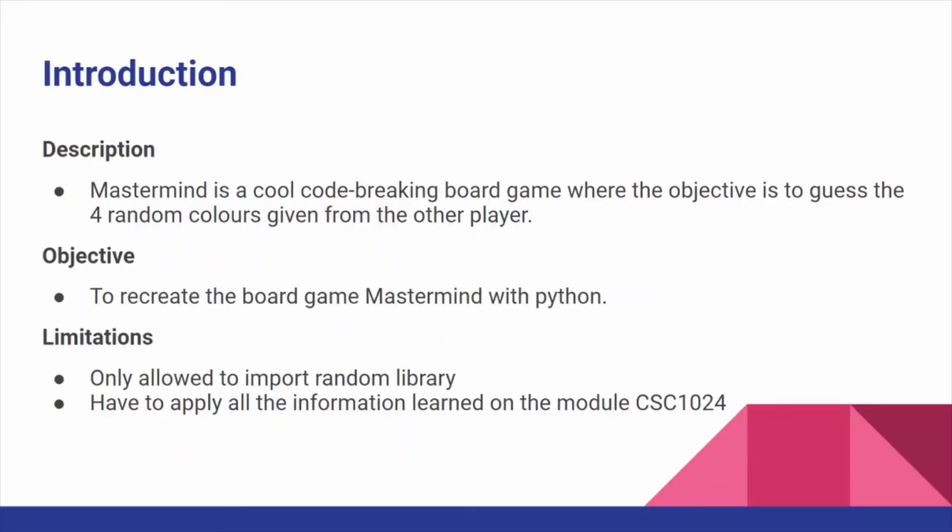Starting off with the introduction, for the description: Mastermind is a cool code breaking board game where the objective for the game is for the player to guess four random colors in four different positions correctly. My objective for this project is to recreate this board game using the Python language. The limitations are that I'm only allowed to import the random library and I have to apply all the information I have learned on the module CSC 1024, which is Programming Principles.